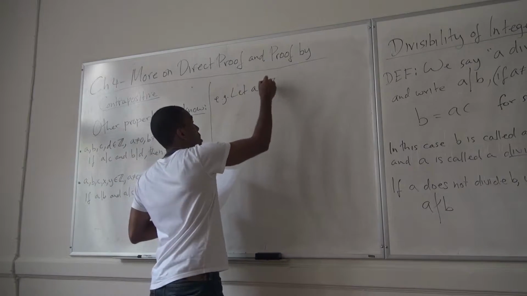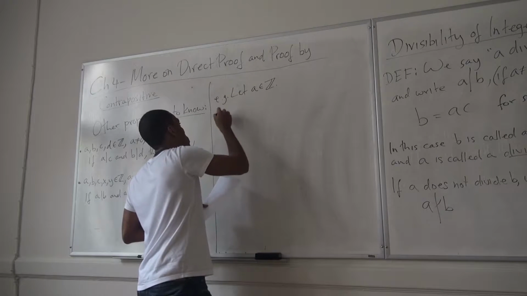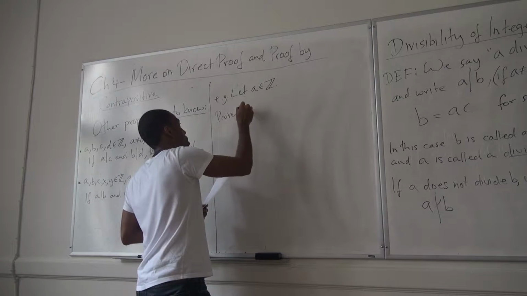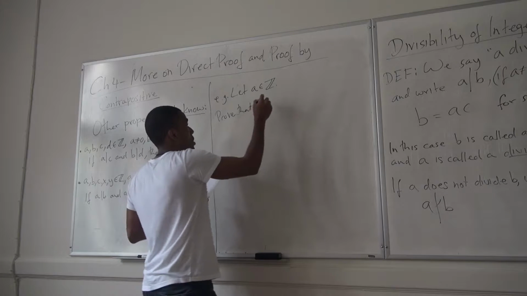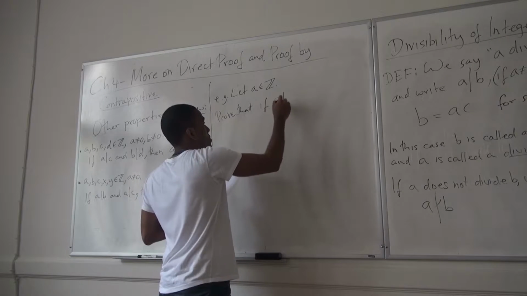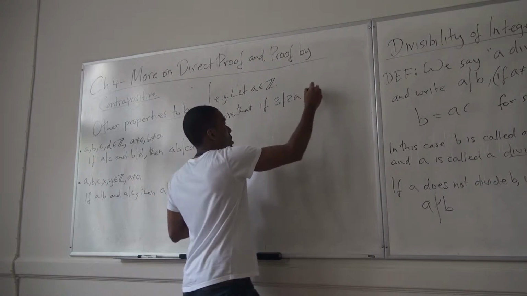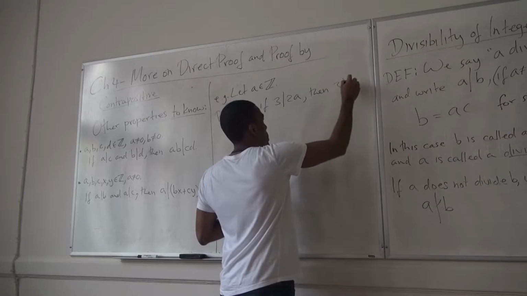Let A be an integer. Prove that if 3 divides 2 times A, then 3 actually divides A.